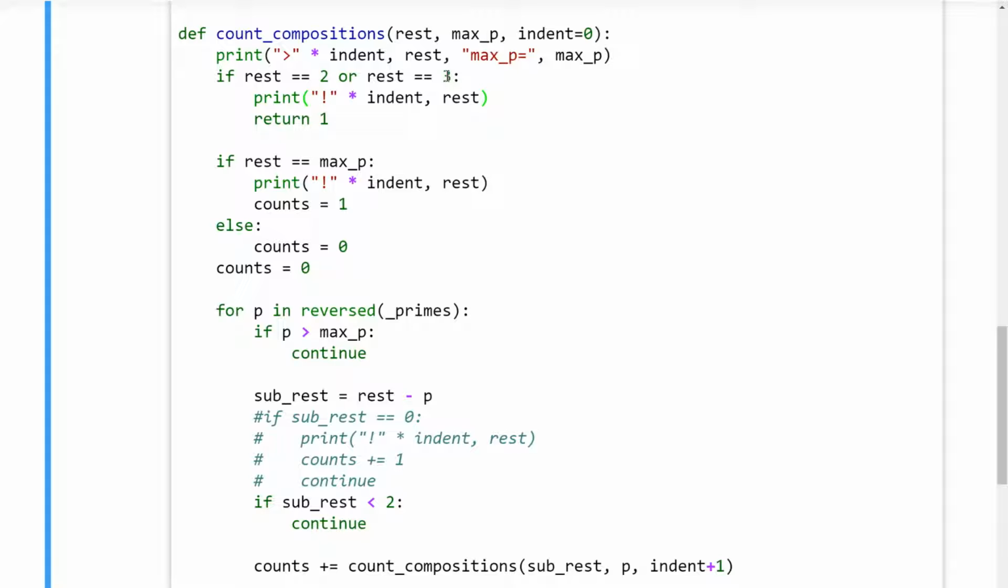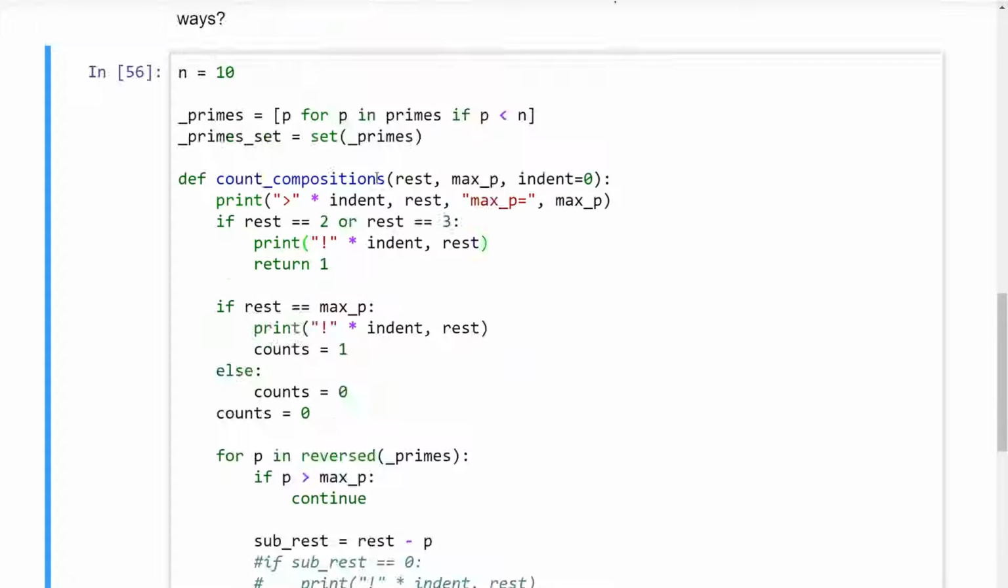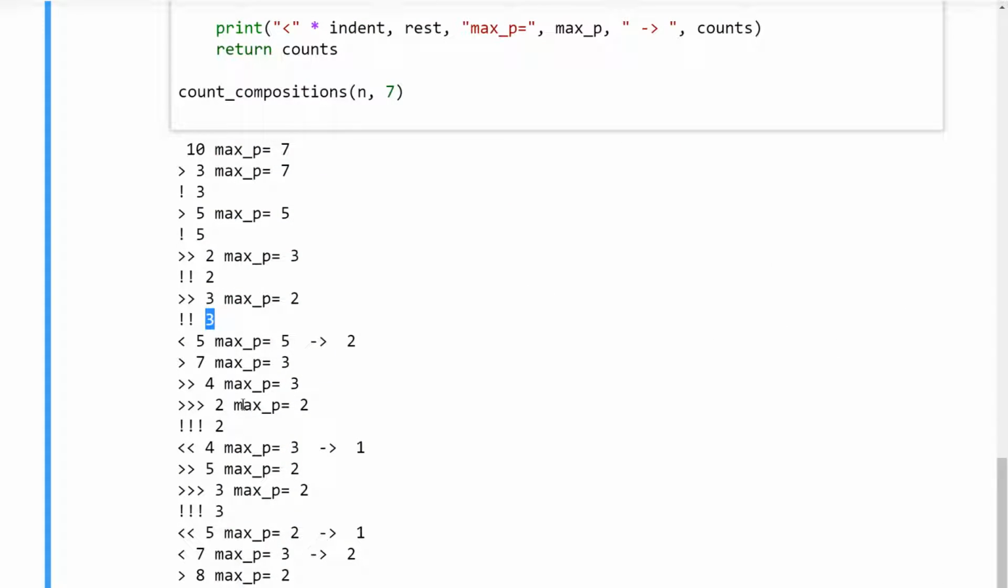Right, so the thing is that rest has to also be equal to 0 after subtracting. Let's just look at the failure case. So we're looking at rest equals 3 and max p equals 2. So rest has to be a prime and the max p has to be also the same value.